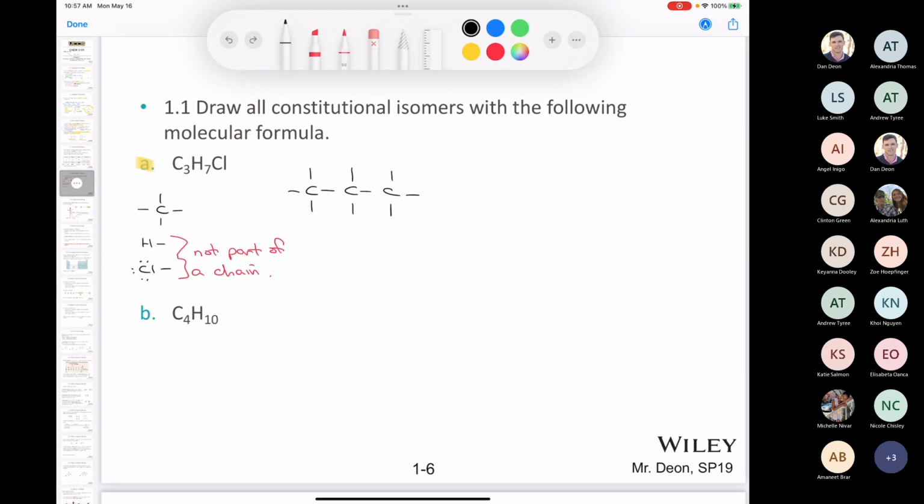So I'm going to start by putting in hydrogens. 1, 2, 3, 4, 5, 6, 7. And I've got a chlorine. I'm going to put that down here. I'll put the chlorine right there. And so there we go. There's our first constitutional isomer of C3H7Cl. Could anybody unmute their mic and describe to me how I could make a second constitutional isomer from this formula?